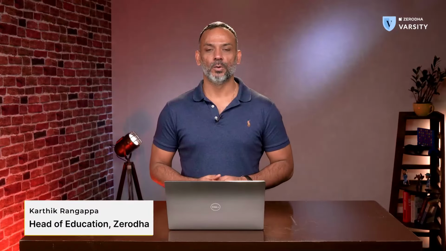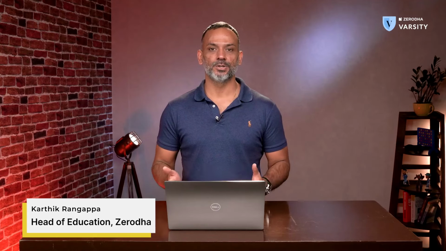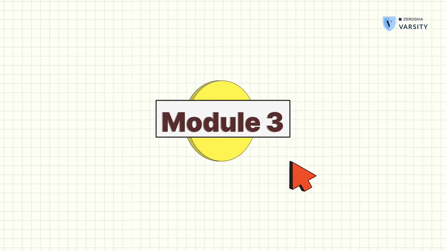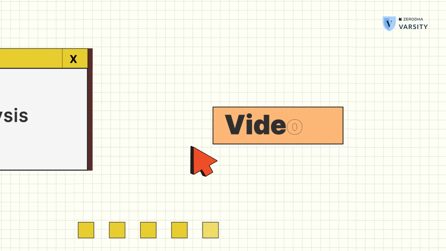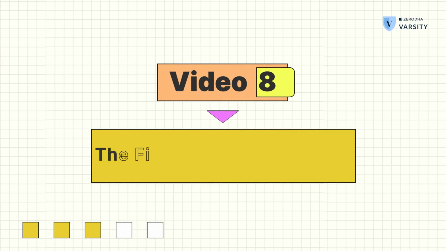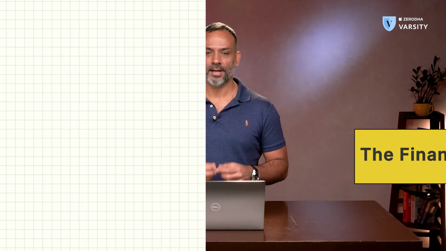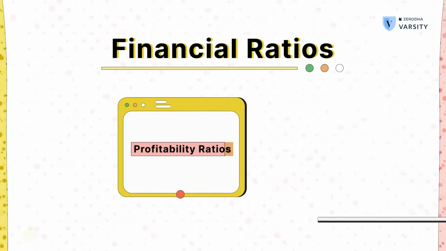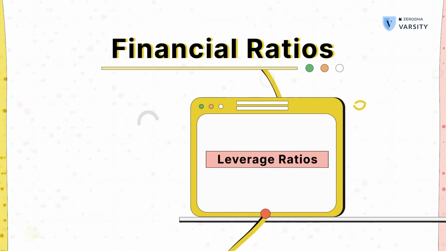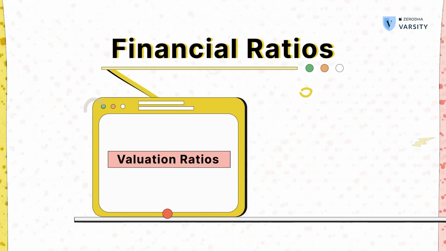In this video, we'll try and understand the financial ratios of a company. Financial ratios are metrics that help you understand the financial health of a company. Financial ratios can be bucketed under three broad categories: the profitability ratio, the leverage ratio, and the valuation ratios.